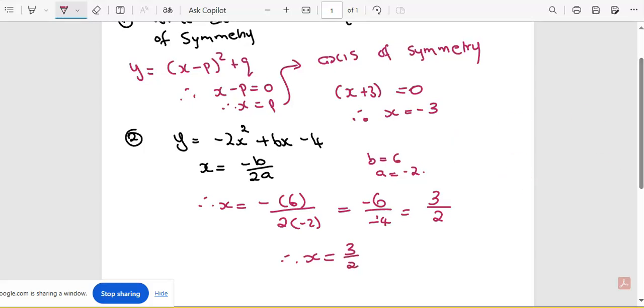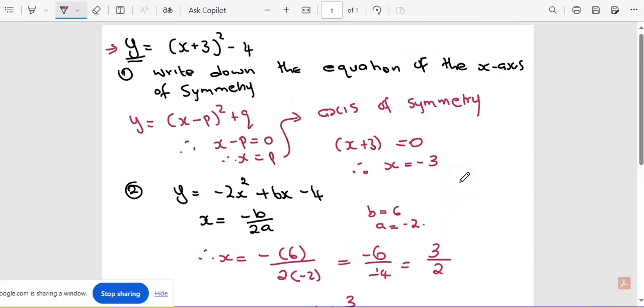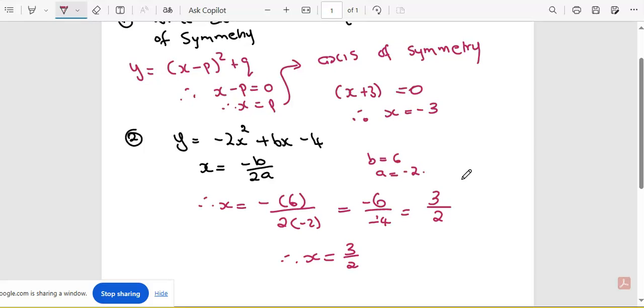So now, remember, we can conclude something. Based on the information that we have so far, we can conclude and say, therefore, the axis of symmetry is the x coordinate of the turning point. You understand? Yes, sir. The x of the turning point. Right. So now you understand how to find the axis of symmetry.